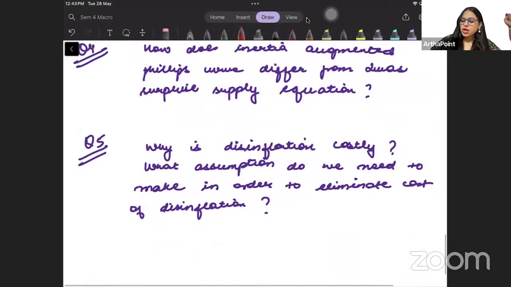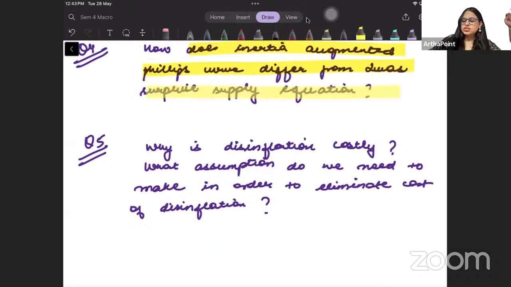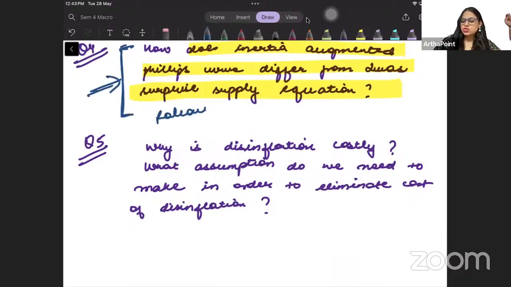Okay, next question. How does inertia augmented Phillips curve differ from Lucas supply curve equation? So in this, actually, you need to go ahead and define both of them. You need to tell the role of rational expectations in this. You need to tell what is inertia augmented Phillips curve. So this whole answer you need to frame.